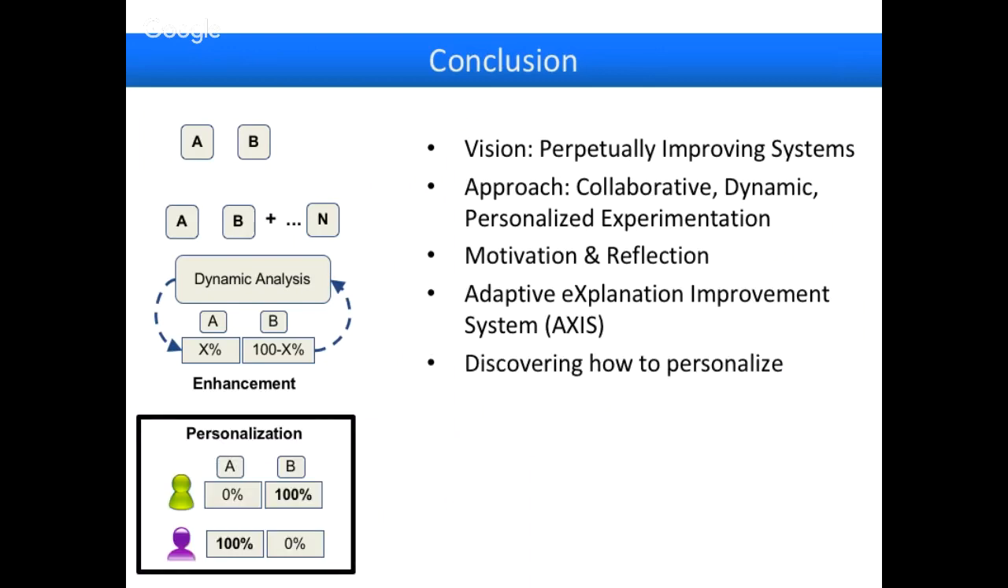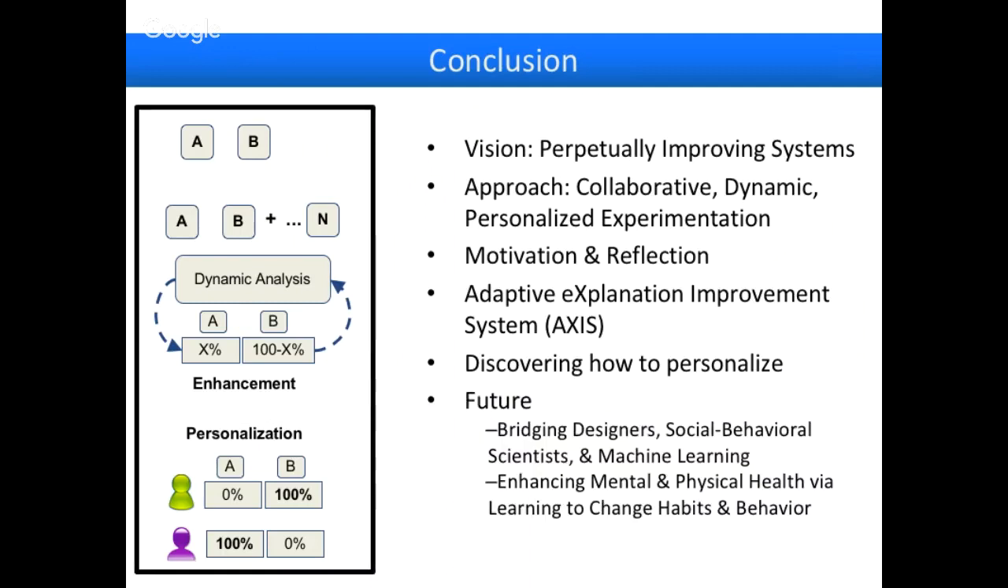I gave one example of how you can use experiments to discover how to personalize by sending emails that on average look no different, but actually work better for different people. So you could optimize responses by transforming an A/B test into a personalized system. But I think the real excitement of this work is in the future. How can we use this kind of approach to bring together designers, social behavioral scientists, and machine learning researchers? And how can we generalize it beyond settings like education to enhancing mental and physical health, or really any kind of product development out in the real world?